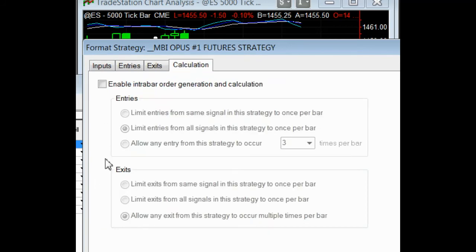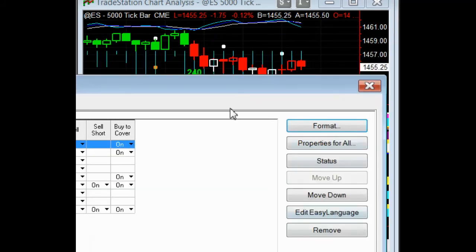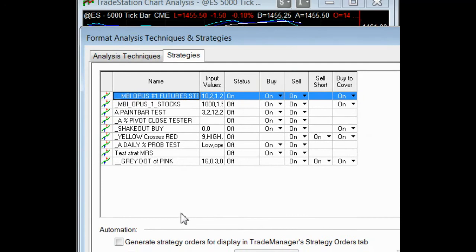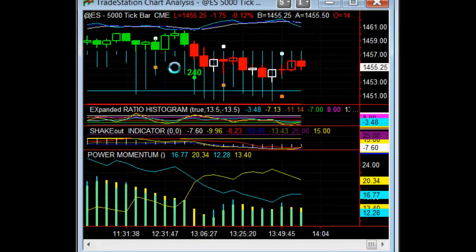And then the calculation, and this becomes interesting because normally it's a day trading, per day, not an intraday. So in order to make it intraday, you click on the calculation, you go to intrabar, and limit your entries to the signals once. And same thing right here, your exits once per bar. And so that's all you would need to do to set up that one. But that's important to have those from the standpoint of working on something like this.